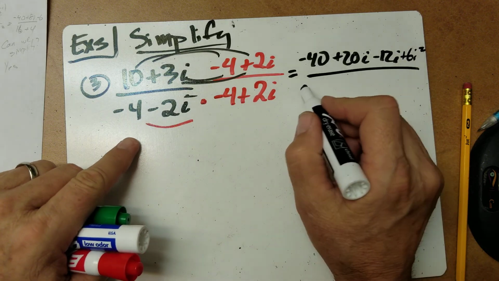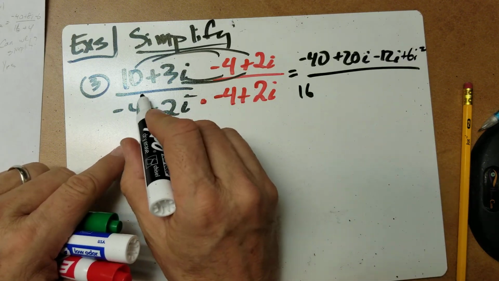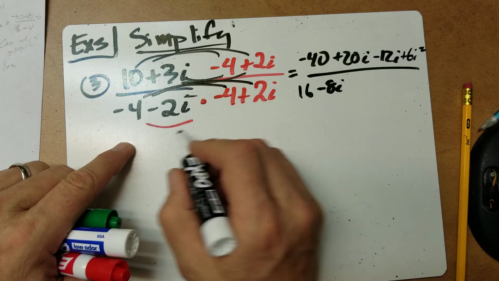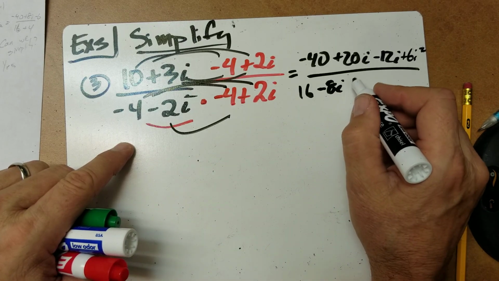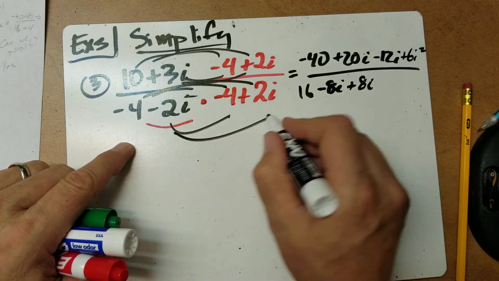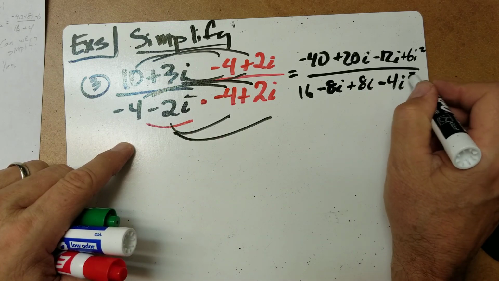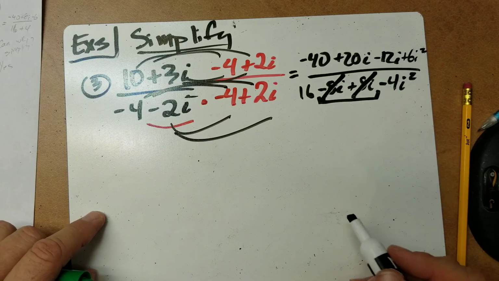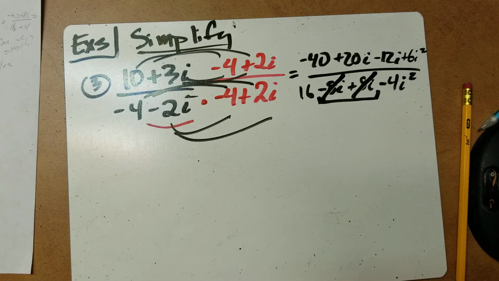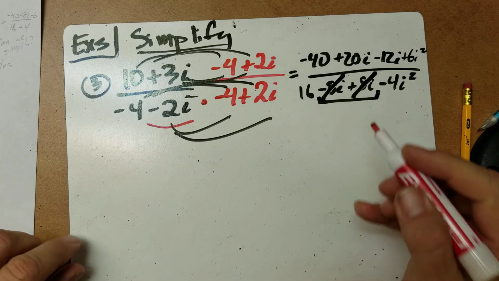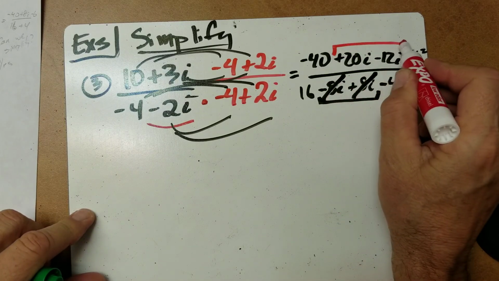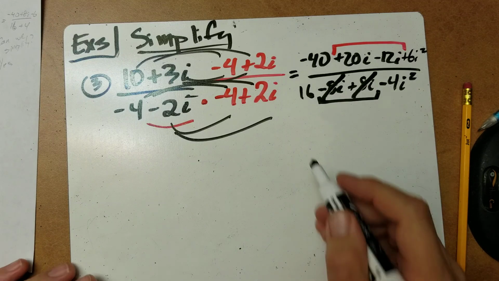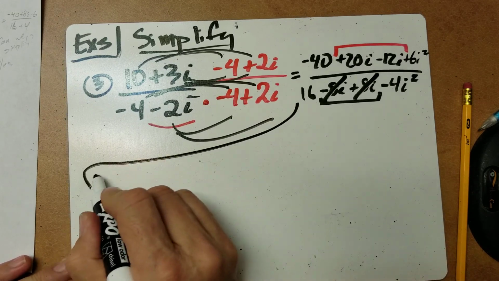On the bottom, I get positive 16 when I do this one here. Do the outer, I get negative 8i. I do the inner, I get positive 8i, and then I get negative 4i squared. Once again, as expected, these two cancel out. I've got some like terms that I can combine up on the top. I'm going to do that. I'm going to show all my work, every last step of it, all right? And I'm going to move this over here. So this is going to go right here.